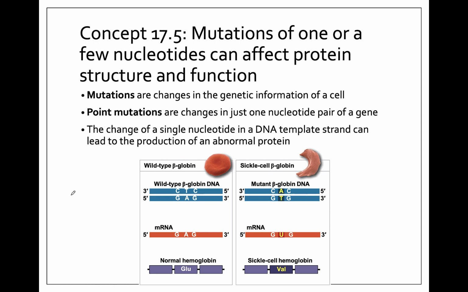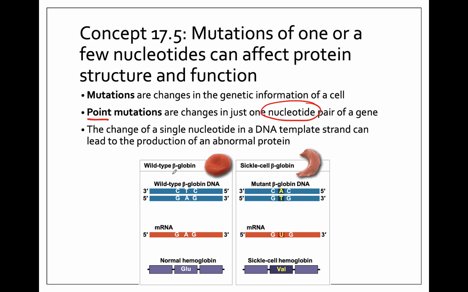If it changes the DNA, and then that resultingly changes the protein that's made, that's how we end up with a mutation that causes a change in function. So some mutations are called point mutations because they change only one nucleotide. So here we can see a point mutation which causes sickle cell anemia.